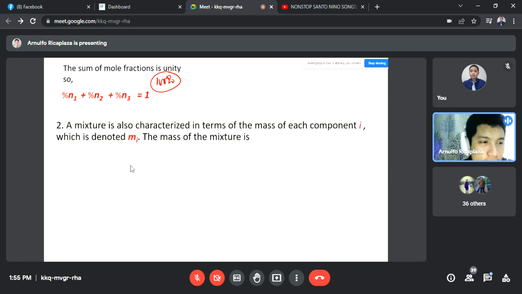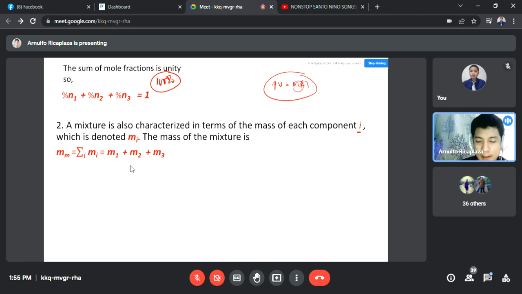Number 2. A mixture is also characterized in terms of the mass of each component i, which is denoted as Mi. Therefore, the mass of the mixture is just basically the summation again of every gas that we add. We have M1 plus M2 plus M3. Later on we will see where these come from. Always remember, we have PV equals mRT, so we can get the mass there. That is the continuation also from Thermo 1, where we studied gas flow.